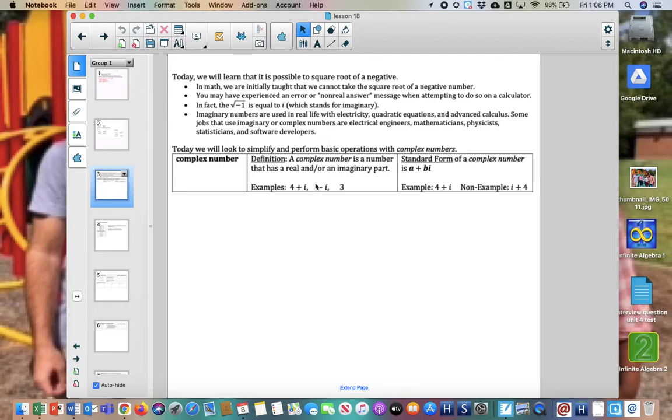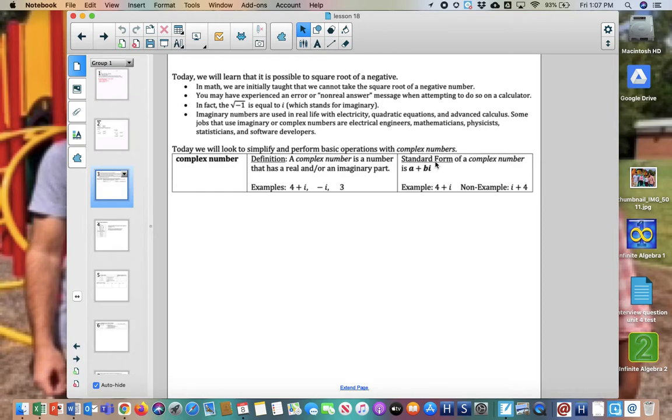That being said, we need to make sure we understand what a complex number is. So a complex number is a number that has a real and/or imaginary part. So for instance here, 4 plus 3i, 4 is the part of this that's a real number and the i is imaginary. And the only other thing to note here is the way that this is written.